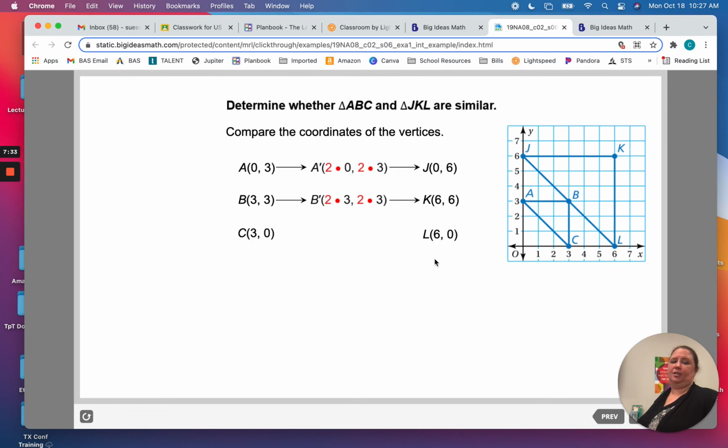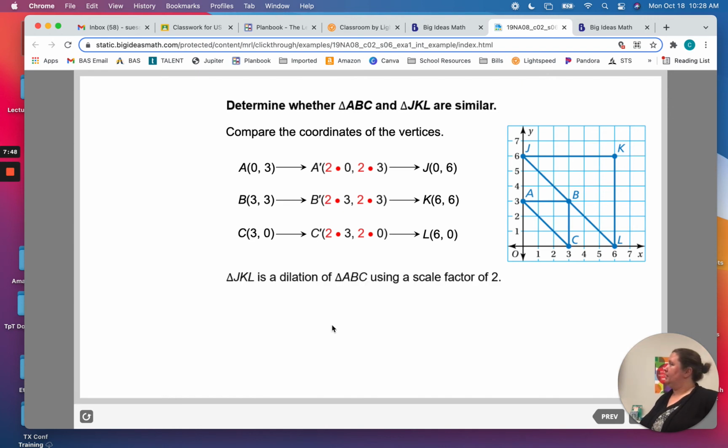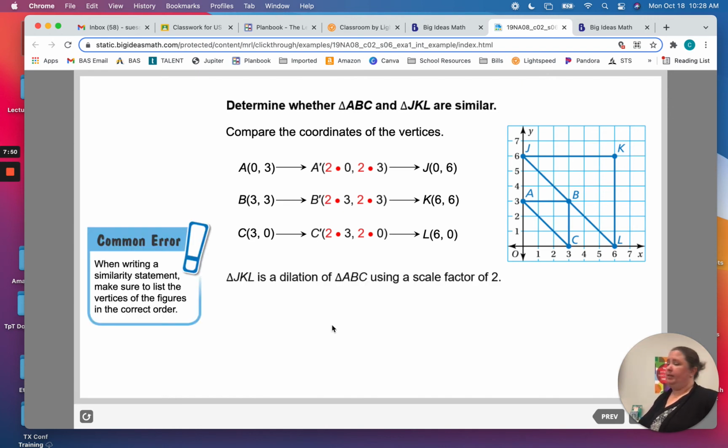Yes. And then the last one, we're at (3, 0), and we go to (6, 0). Did we again multiply times 2? Yes. So far the vertices would be considered corresponding, right? Thank you. All right, so now let's look at, yes, we know it's a dilation with scale factor of 2 because we multiplied by 2.